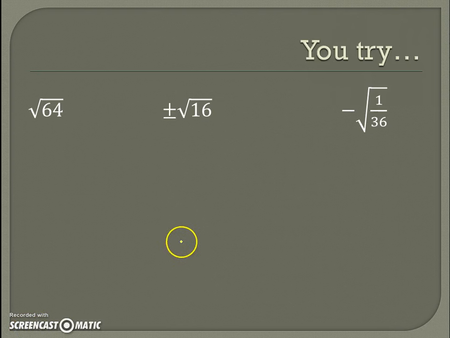All right, so here's a couple for you to try. Pause and give these a shot. Hopefully you found this first one to be 8. This next one is positive and negative 4, and you must have this symbol in front of it. If not, that is incorrect. And then this one is negative 1/6, and it must be negative because, again, the sign that's in front of that radical sign is what needs to go in front of the square root.